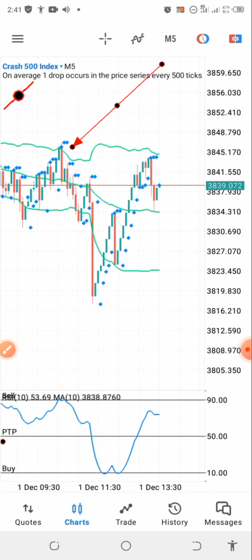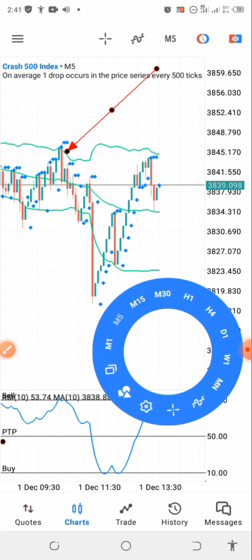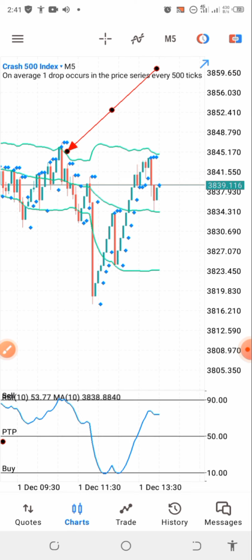So when you're touching this line right here, the third line of the parabolic SAR, then you want to watch your indicator window one right here, which is the RSI. You want to see that the moving average is touching the 90 levels of the RSI. That's where you want to take note, and then you open your position when you see that all these criteria have been met.